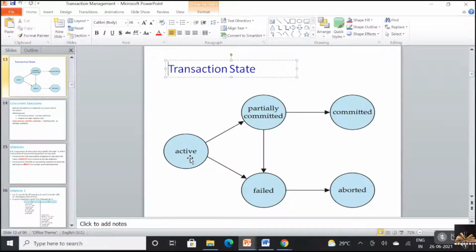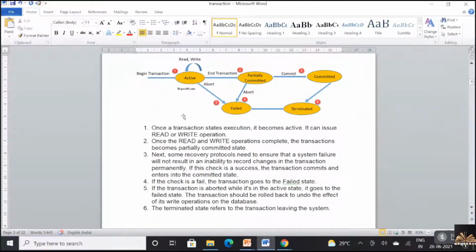Once I execute the last statement of the transaction, it goes into the partially committed state. And here, if any problem occurs, it again goes into the failed state. From the failed state, you have to abort the transaction. And once you execute the commit transaction statement, it goes into the committed state. Meaning I have successfully executed the transaction. That is the meaning of this. So look at over here.